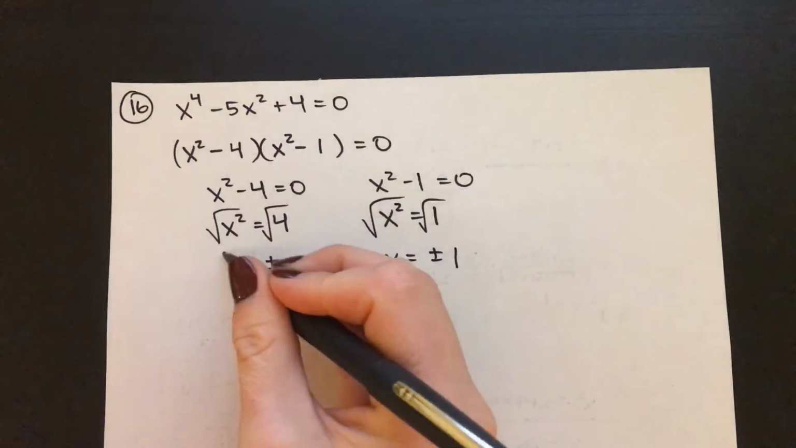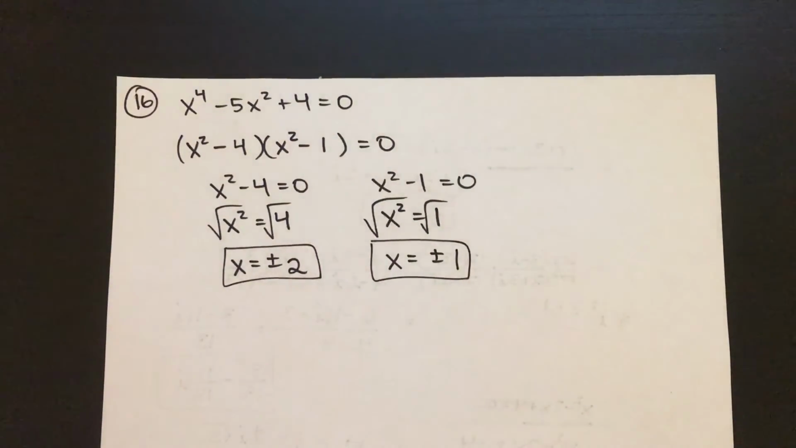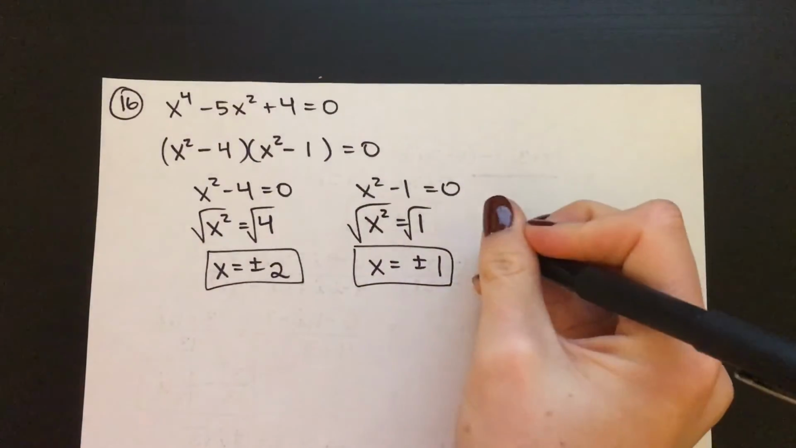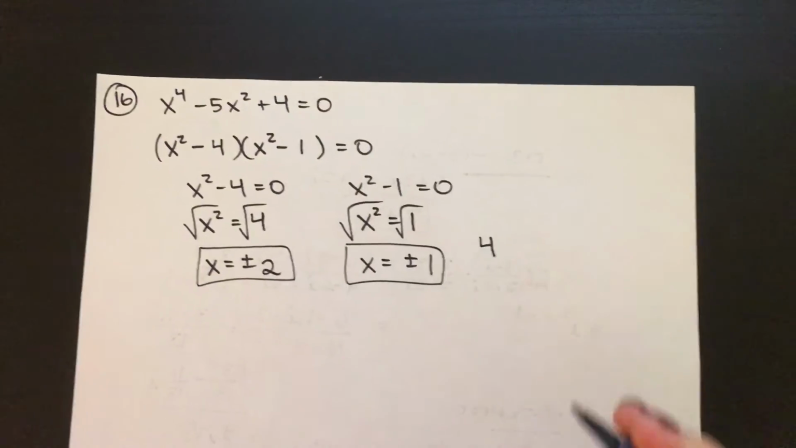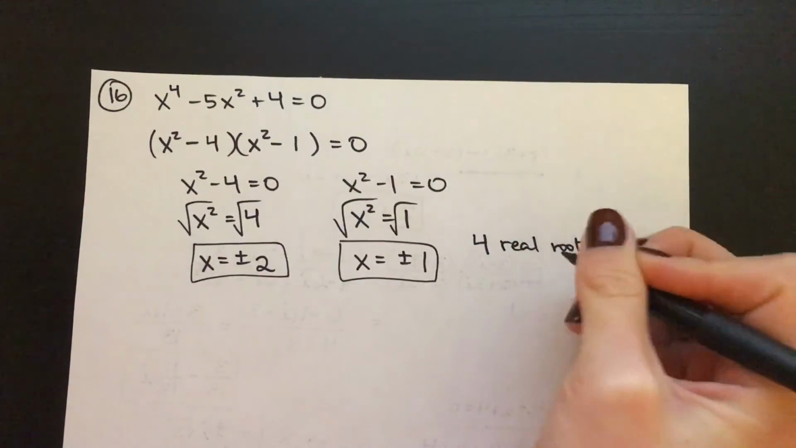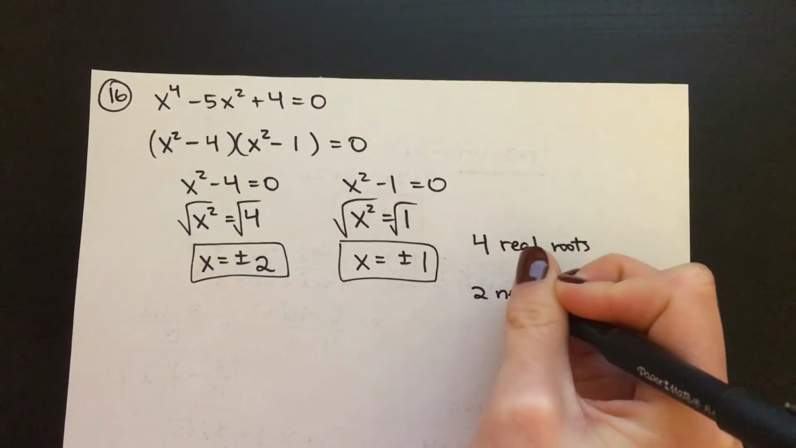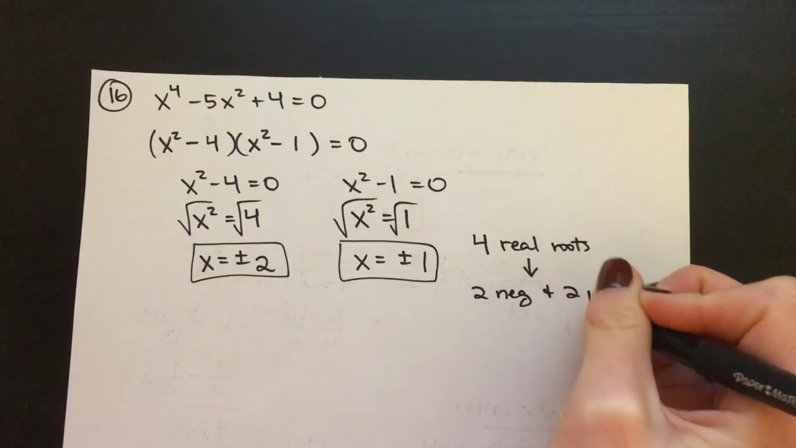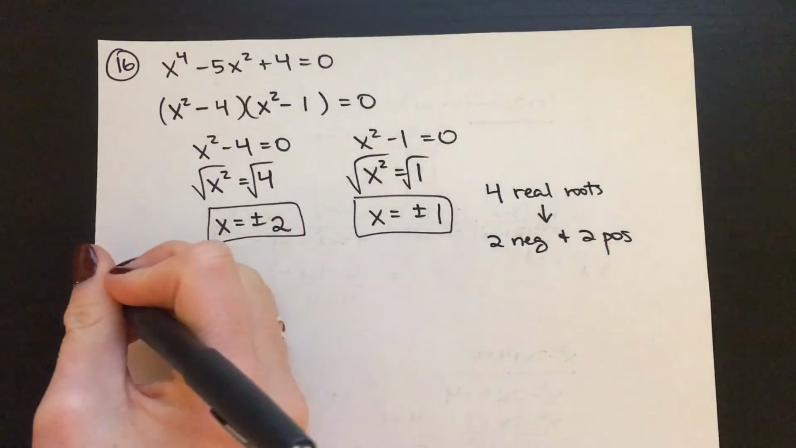So first we were looking for the solutions, which are these 2 values right here. And then it says state the number and type of roots. So I have 4 roots, and they are all real numbers. I don't have any imaginary numbers here. So I have 4 real roots, and if we wanted to be even more specific, 2 of them are negative and 2 of them are positive. All right, moving on to the last one.